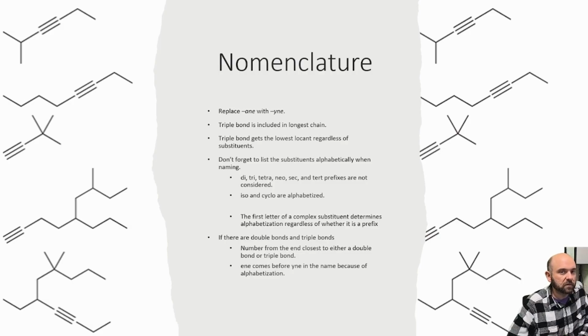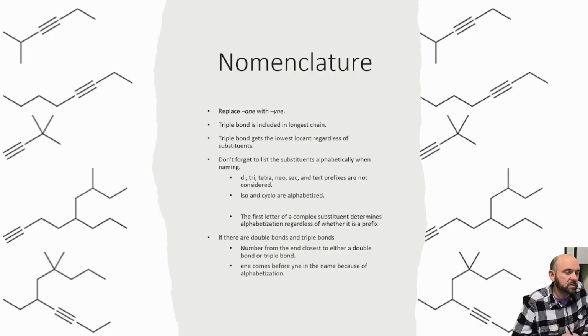If you run into the extreme edge case where you need to alphabetize a complex substituent, the first letter of a complex substituent determines its alphabetization regardless of whether it's a prefix. So basically, di, tri, tetra do count when it's a complex substituent, but those are uncommon and you probably don't need to keep that rule at the very top of mind.